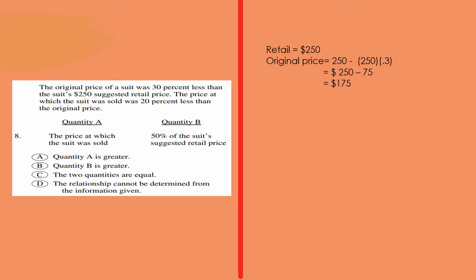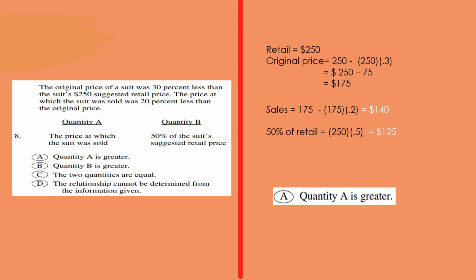The price at which the suit was sold was 20% less than the original price. So the sales price will be 20% less than the original price. So it is 175 minus 20% of 175, which gives me 140. This is my quantity A. But quantity B is 50% of the retail price. 50% of the retail price is 0.5 times 250, which is 125. So in this case, the quantity A is greater than the quantity B.